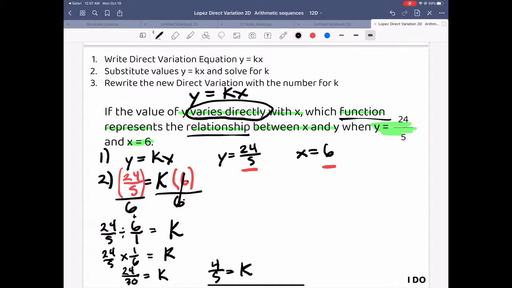Now that I know that, I'm going to rewrite it so I have my equation. And to be safe, always check. So I'm just going to do a quick check.